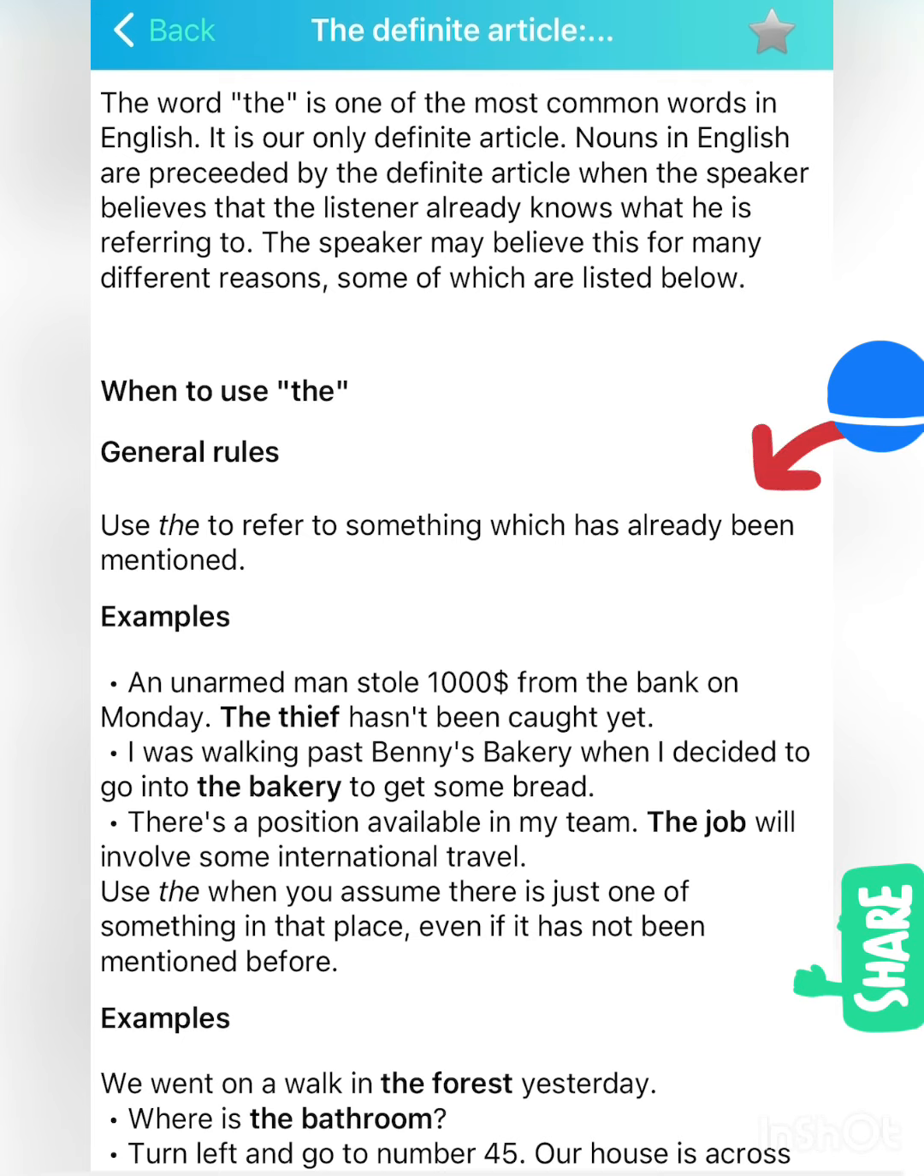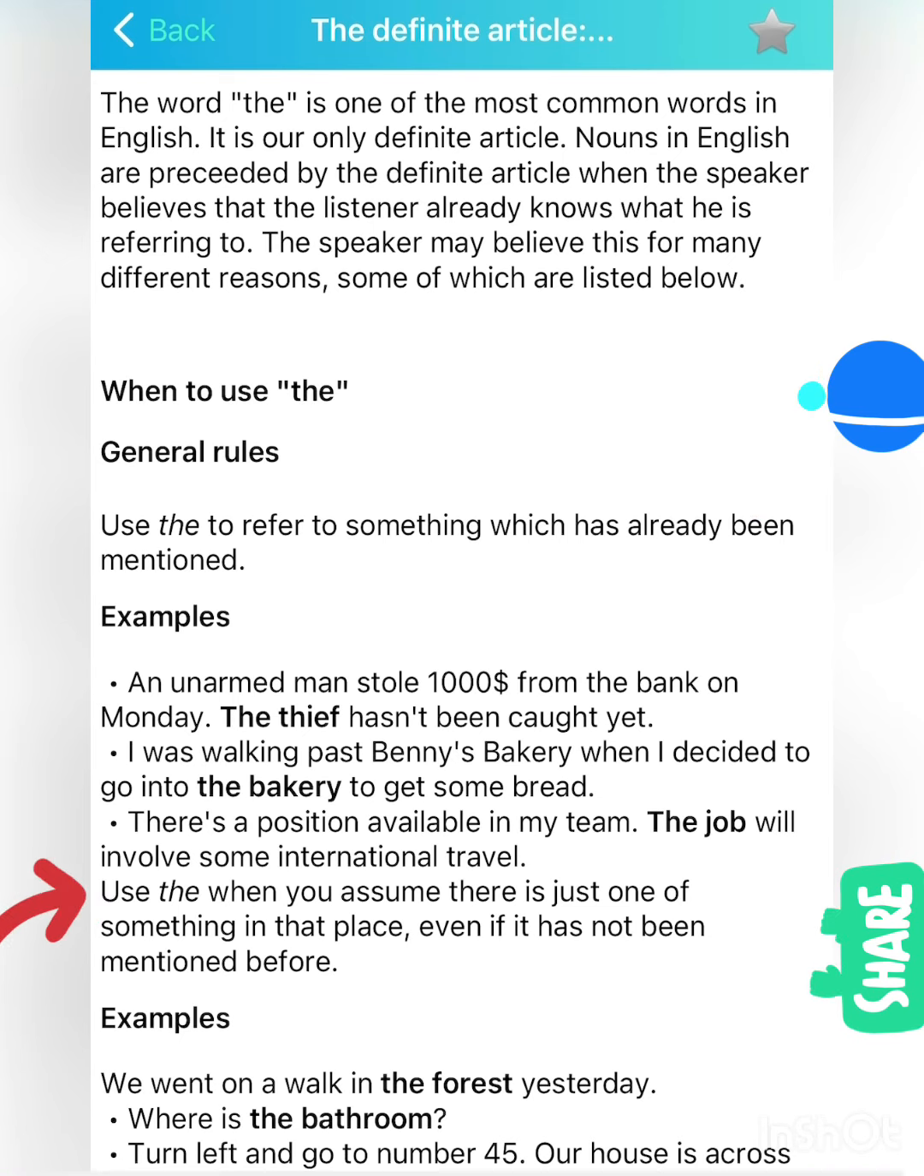The third example is: "There's a position available in my team." There's a vacant position that is ready for someone to join. And the second part of the sentence is: "The job will involve some international travel." So we are talking about the same position that we talked about in the first part of the sentence, and now we are allowed to use "the" for that matter.